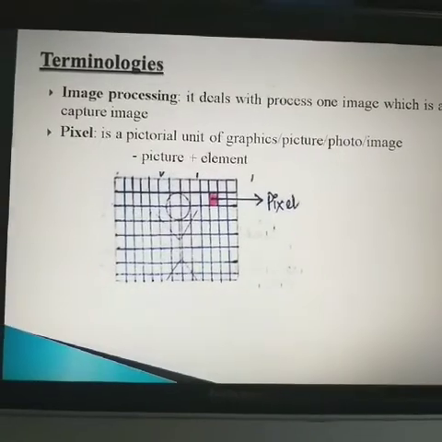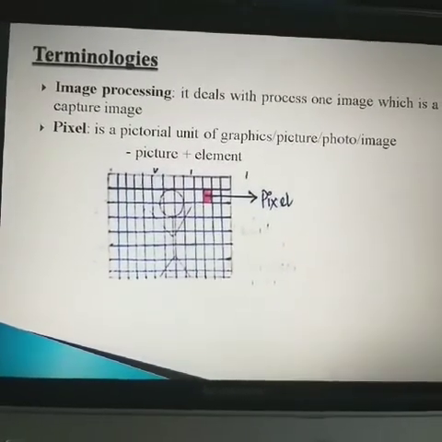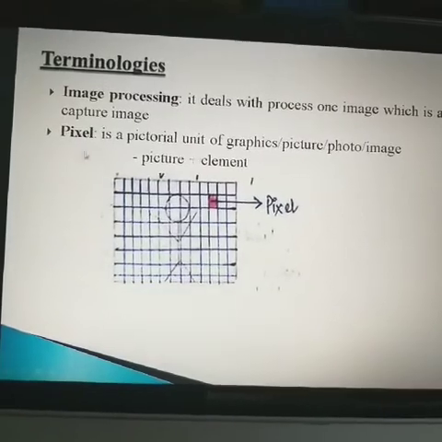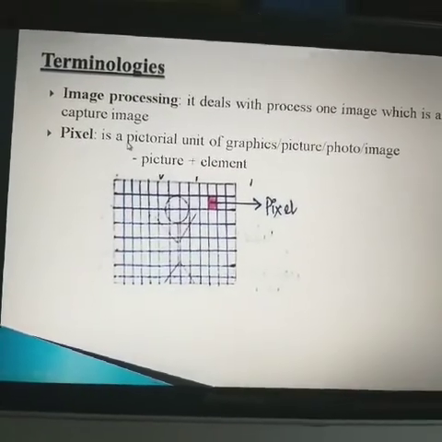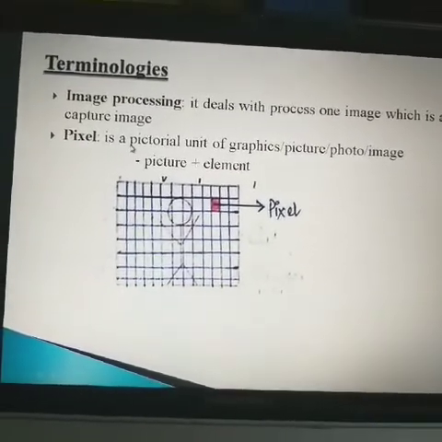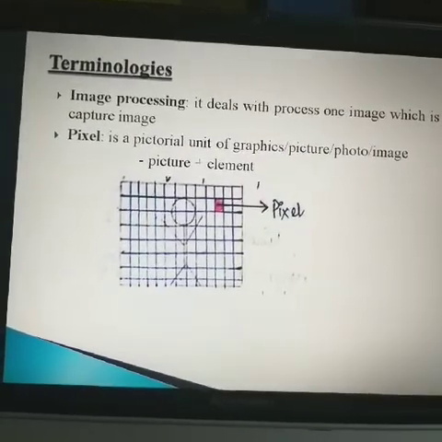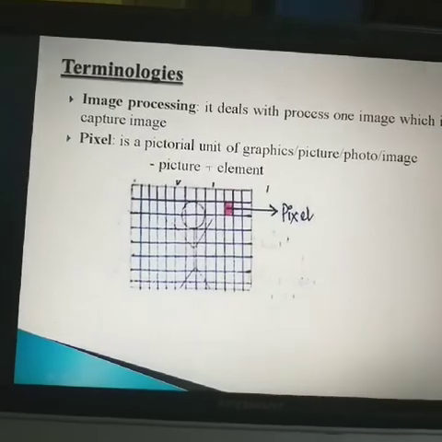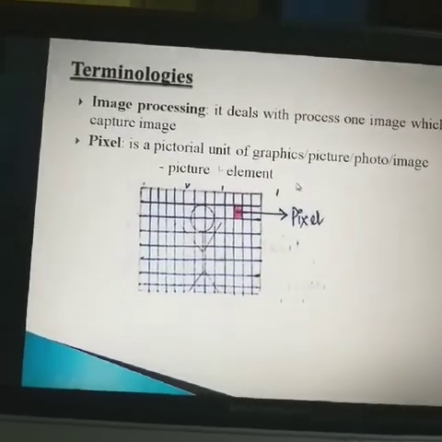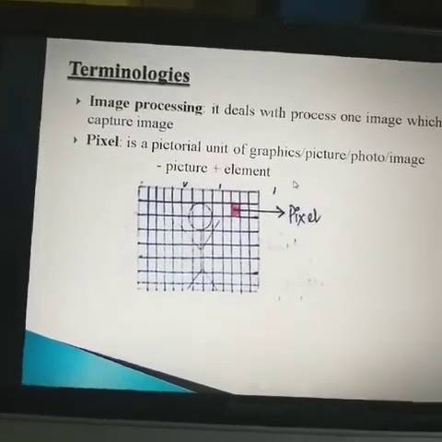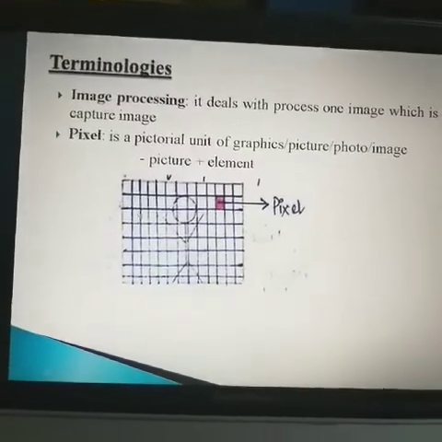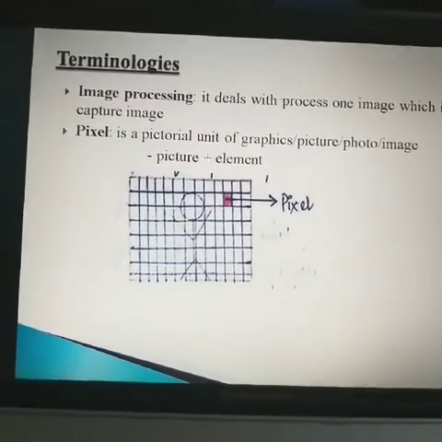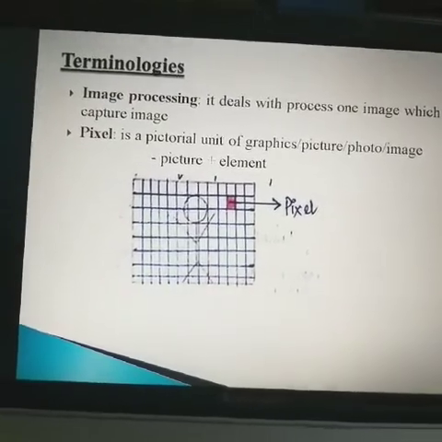The second term is pixel, which we will use many times here. A pixel is the smallest element of any picture, photo or image, and is the pictorial unit of our graphics. It is also the combination of picture plus element. So the elements of the picture are known as pixels. In the mathematical form, the image is represented as a matrix.